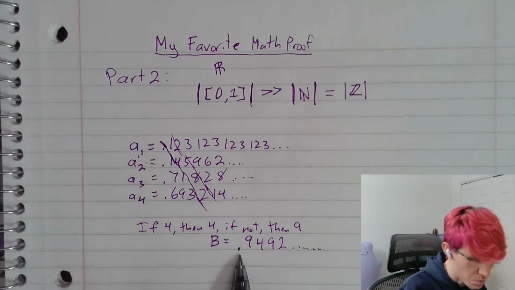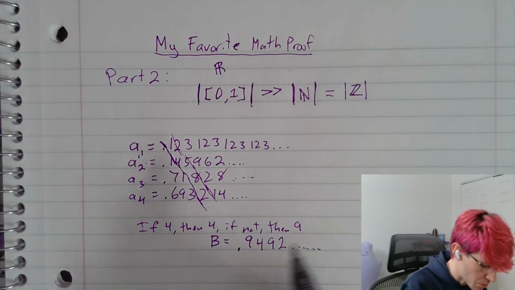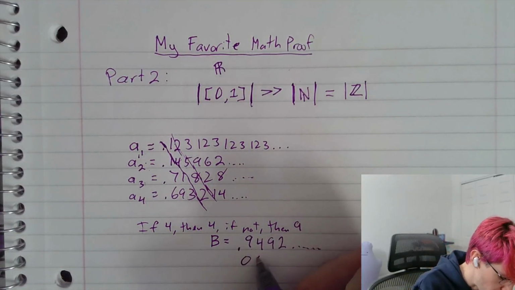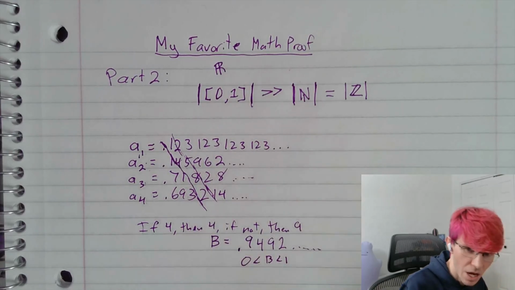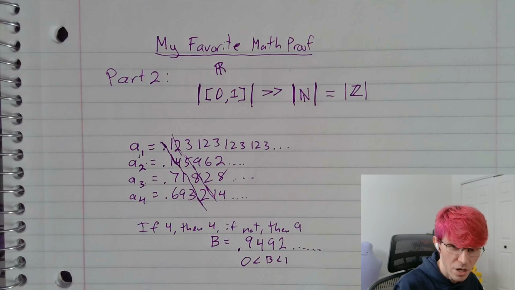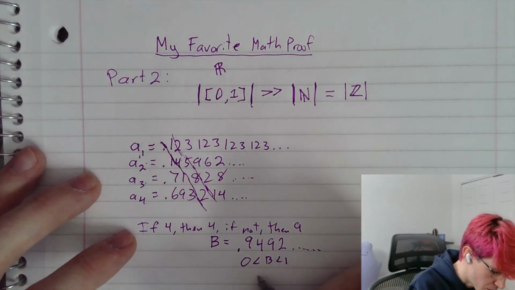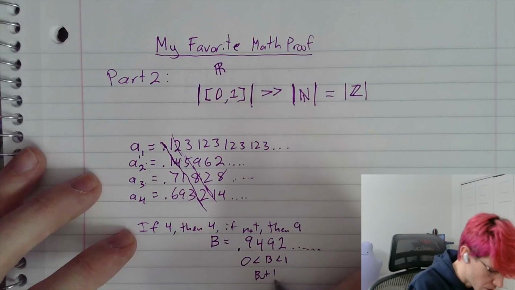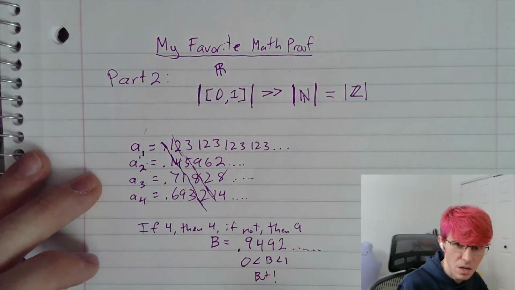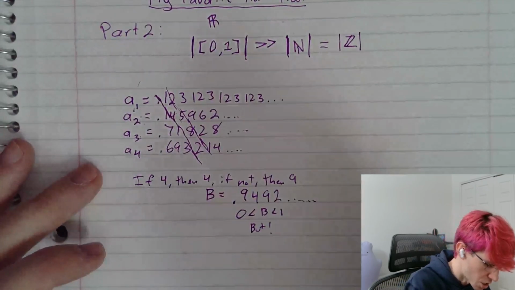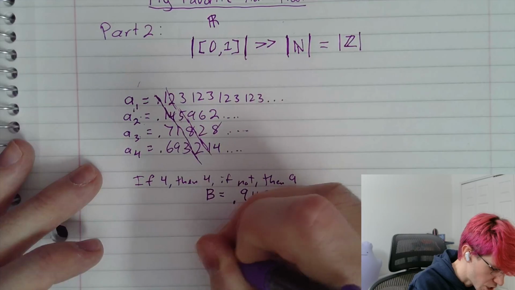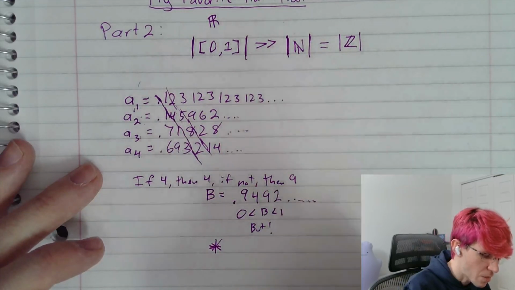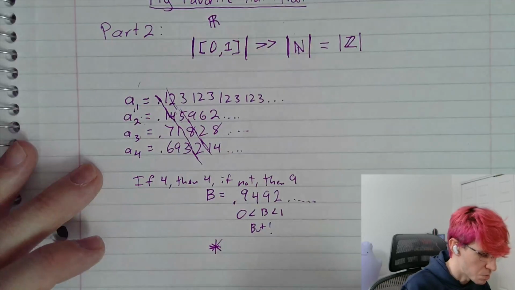So what have we done? I have created this number b, a decimal number that is certainly in between 0 and 1. Absolutely, it's in between 0 and 1, but b is not within my list. And therefore, we have a contradiction, and we say, therefore, it must be the case that this guy is bigger.